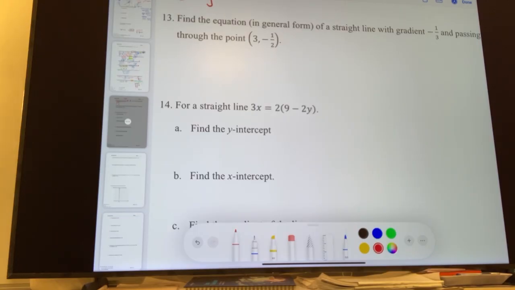No. General form cannot have fractions. Remember, that's rule number 1. So I have to times all these by 4. So you can have 4y equals minus 3x plus 36? General form is ax plus by plus c. This is not ax plus by plus c. Your equation is not in general form yet.